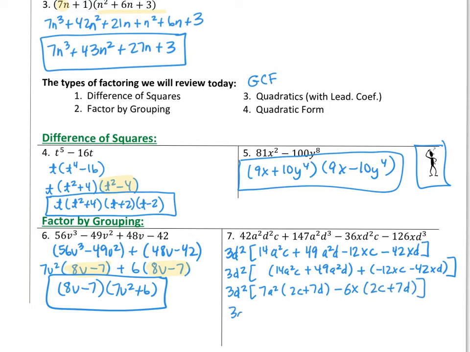All right, so let's clean this up a little bit. If I look at this part and that part, what do they have in common? They both have a (2c + 7d). And then what's left, if I factor those out, would be (7a^2 - 6x).